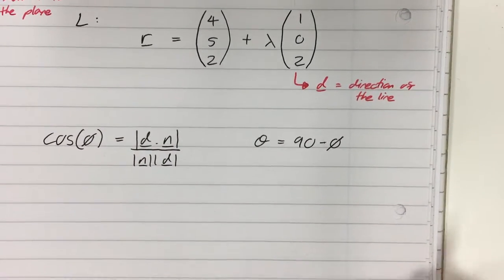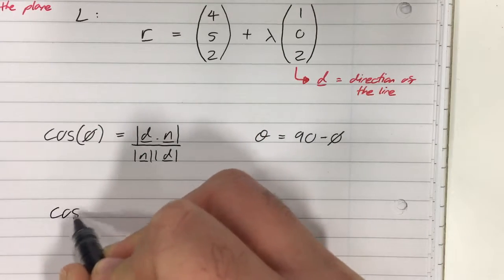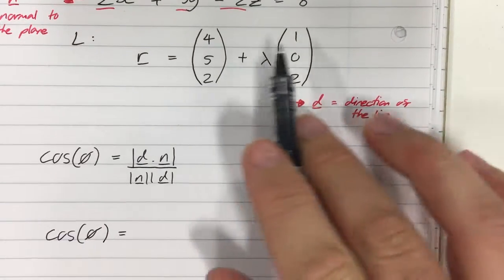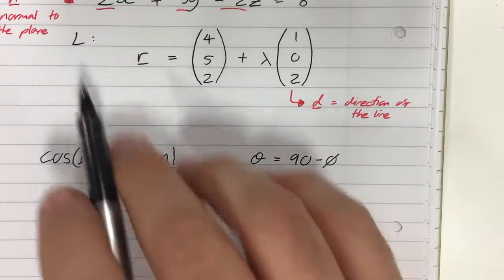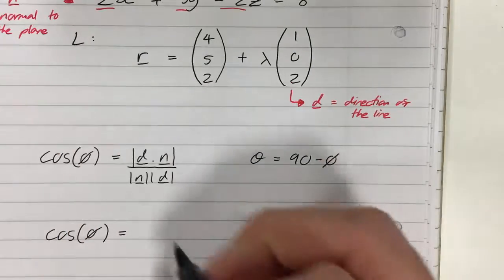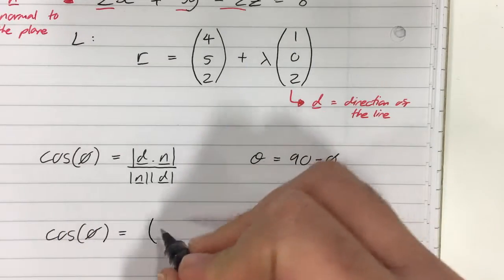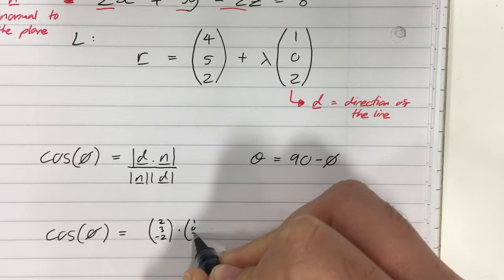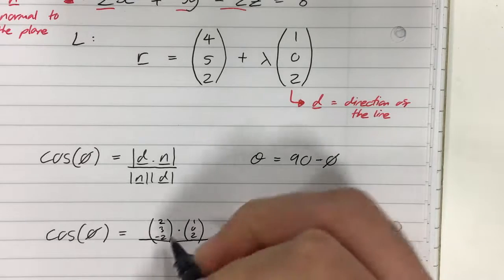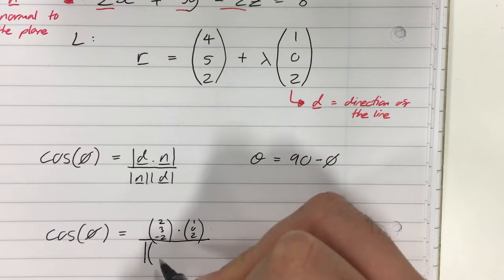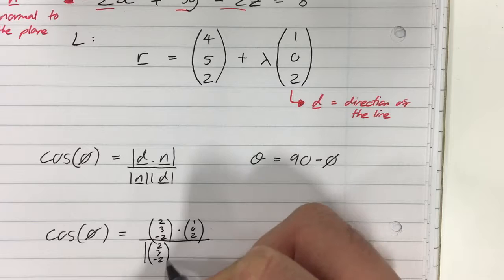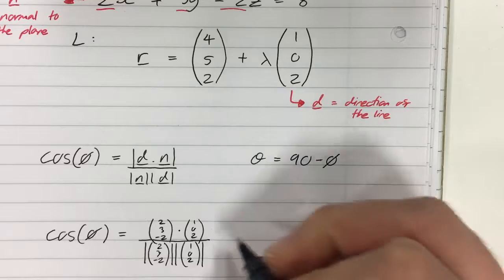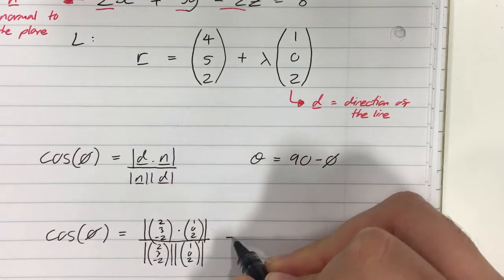So let's do it in this particular case. We're going to get cos of phi is equal to the dot product of these. So it's 4 times 1. No, sorry, 2 times 1. I'm just going to write out the vectors. So the normal is (2, 3, -2) dot (1, 0, 2) divided by the modulus of (2, 3, -2) times the modulus of (1, 0, 2). And mod the top just in case it's negative.